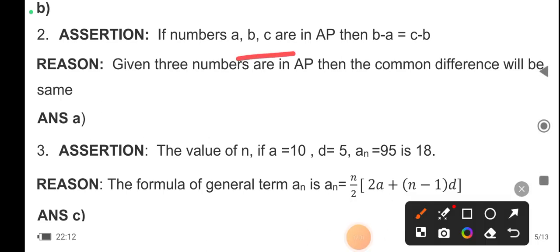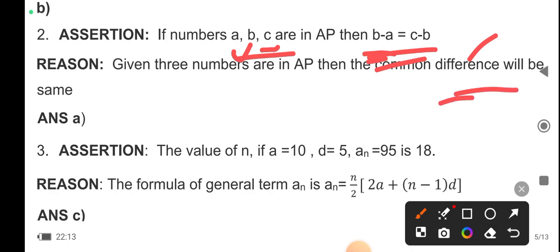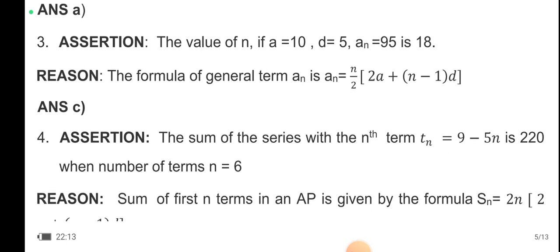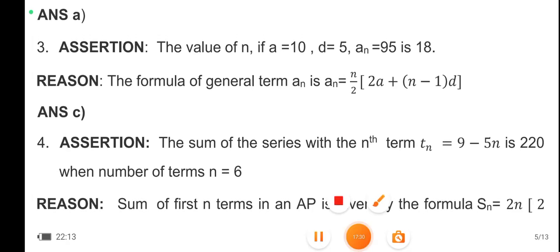If the numbers A, B, C are in AP, we all know the common difference: B minus A equals C minus B. So for the second question, the assertion is true. What about the reason? Given three numbers in AP, the common difference will be the same. In my point of view, the reason is also correct. So both are true, but it's not a correct explanation, so I'm going for that. Then go to the third question.